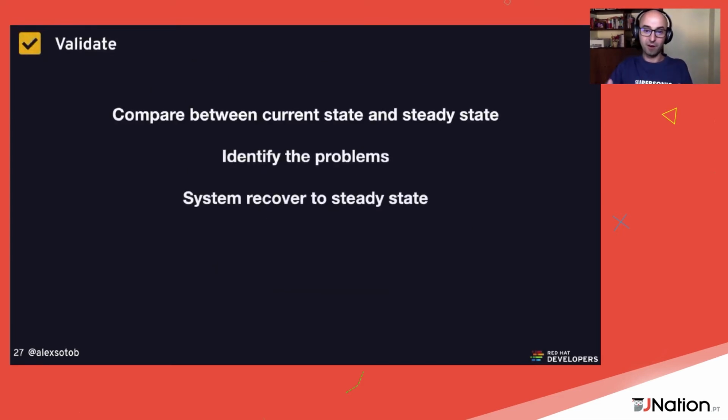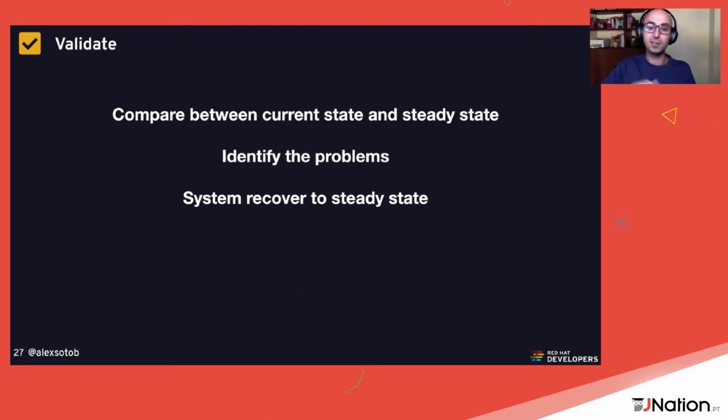The next thing is that, okay, I've run the experiment, and now it's time to compare the results between the current state and the steady state. So maybe it's time to validate if the experiment has broken something or not. Maybe it has not broken anything. Everything is in a steady state, as we've seen before in the case of Netflix. If they see that the play frequency is exactly the same as before the chaos, then that's fine. If not, it's time to identify the problems. So you say, okay, it seems that we broke something and it's not behaving as we expected. So we need to fix it.